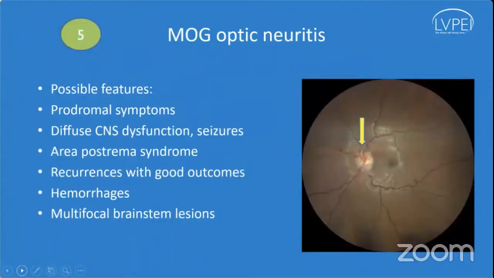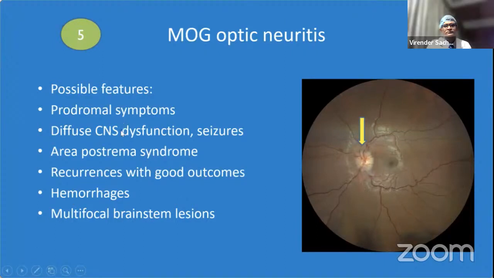In the current understanding, there are certain clues to the most common underlying neuroinflammatory syndrome, that is MOG-associated optic neuritis. These patients do tend to have prodromal symptoms, might have CNS dysfunction, new onset seizures, might present with area postrema syndrome. They might have hemorrhages in the peripapillary area like shown in this figure, and they might have multifocal brainstem lesions on MRI. On an average, they tend to have good outcomes but might show recurrences.